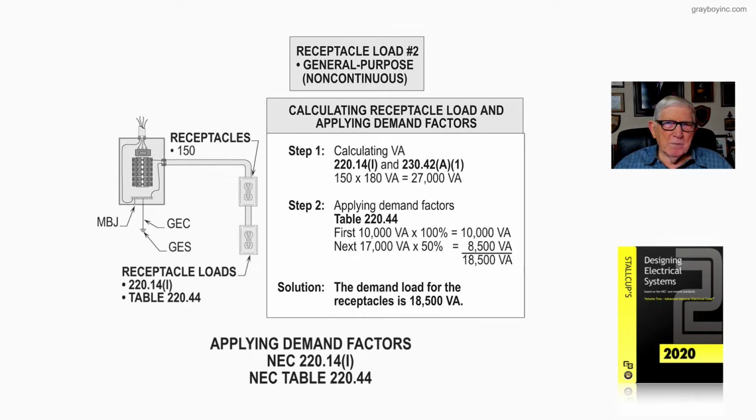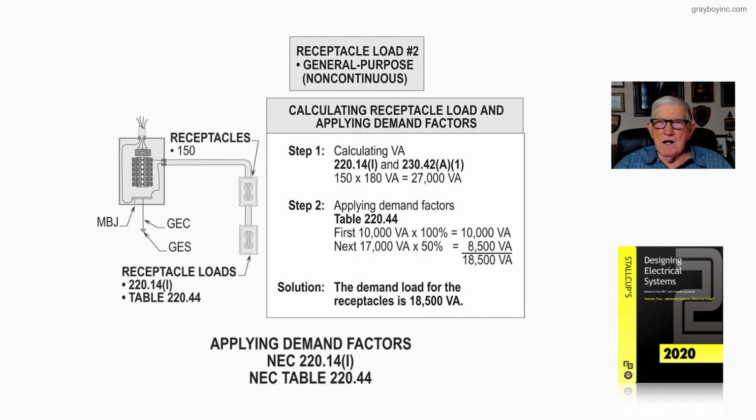But now we can apply our Table 220.44 because we've exceeded 10,000. Now, when we say exceeded 10,000, let's look at step 1, calculating receptacle load and applying demand factors. 220.14(I) and 220.42(A)(1) is applicable in step 1. 150 receptacles times 180 VA, 27,000. So see, we've exceeded 10,000.